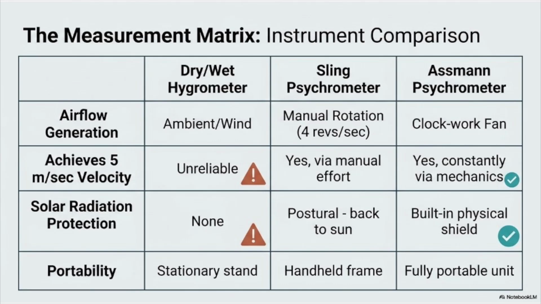For solar radiation protection, the dry-wet hygrometer offers none. The sling psychrometer relies on postural protection by facing away from the sun, and the Assmann psychrometer offers a built-in physical shield. And in terms of portability, the dry-wet hygrometer is a stationary stand, the sling psychrometer is a handheld frame, and the Assmann psychrometer is a fully portable unit.